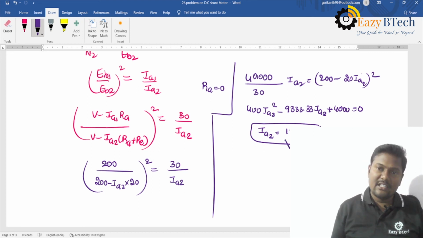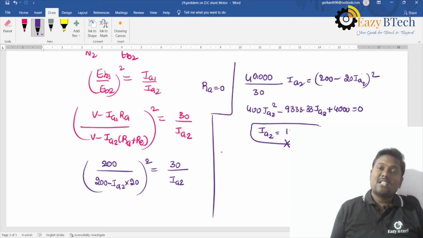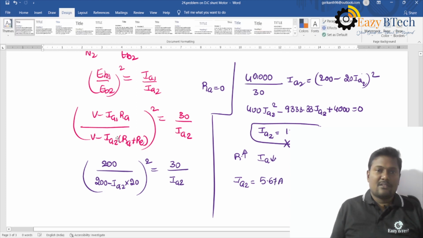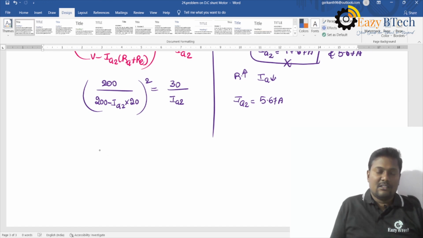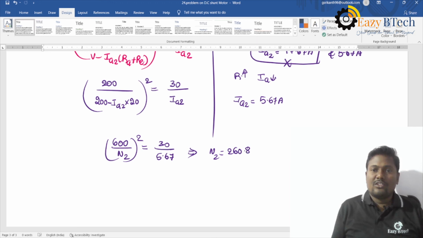we should not take IA2 as 17.67. Why? Because if an external resistance is added, as R increases, then IA will decrease. So you should take IA2 as 5.67 amperes. So substitute in the equation: 600 divided by N2 whole square is equal to 30 divided by 5.67. So finally I got N2 is equal to 260.84 rpm.